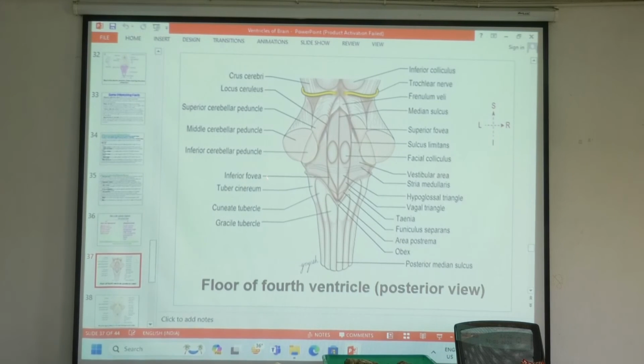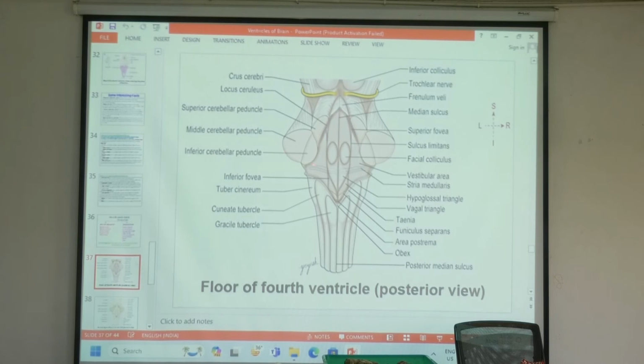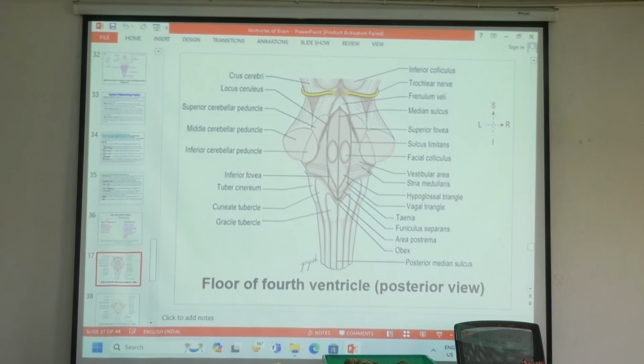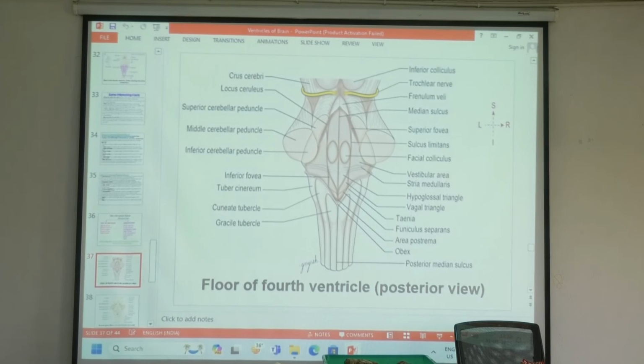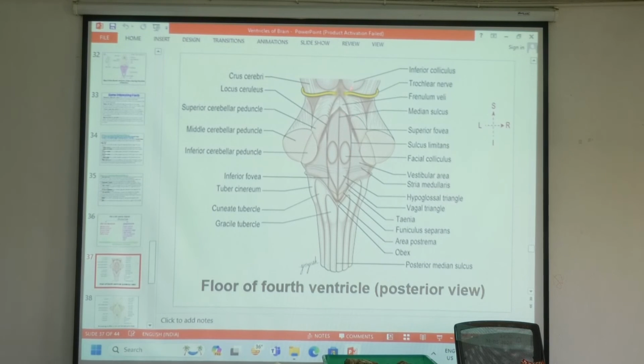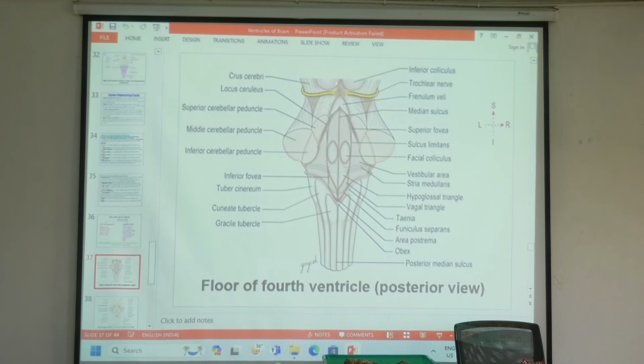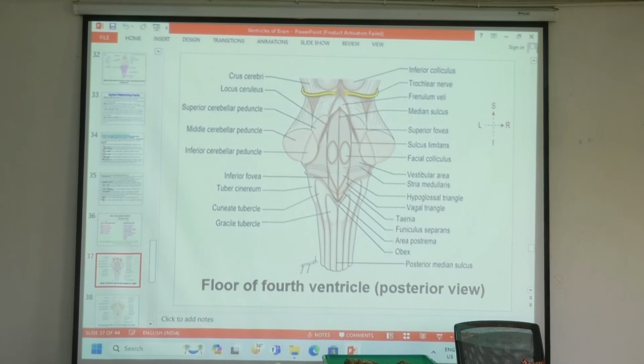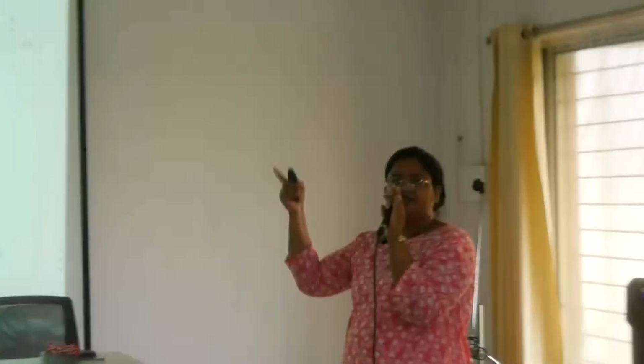Understood? And in the midline, there are some striae. These striae are known as the striae medullares. In the deeper plane, in the hypoglossal triangle lie the hypoglossal nerve nuclei, and in the vagal triangle lie the vagal nerve nuclei. So these are the important structures of the floor. And here one thin membrane-like structure is present at the upper end, known as the frenulum veli. And this is the location of the trochlear nerve. The trochlear nerve comes out on the dorsal aspect, lying on the dorsal aspect of the pons and medulla.